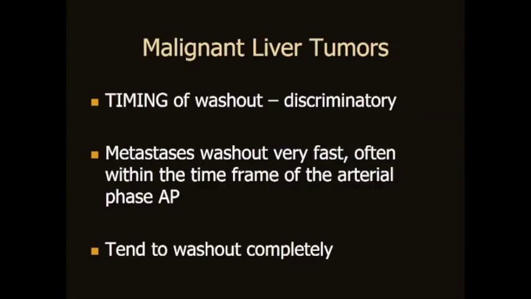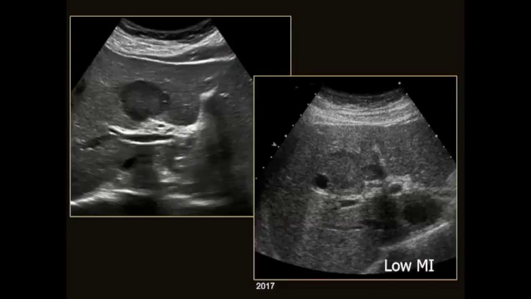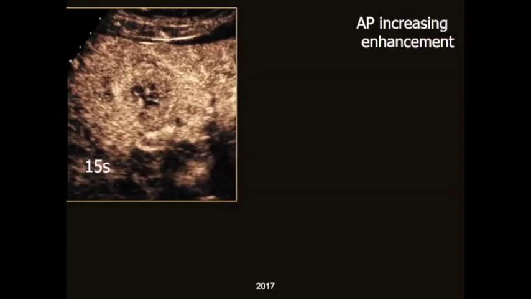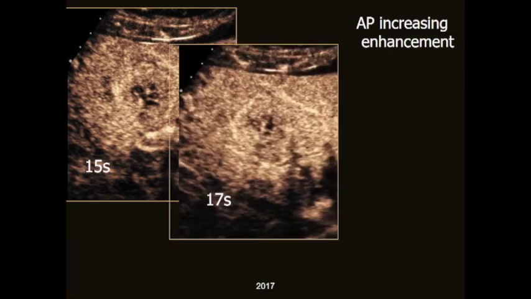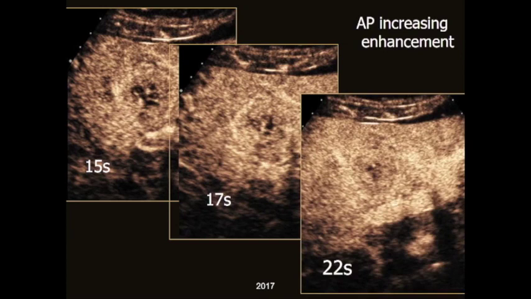So the timing of washout is discriminatory. Metastases, as we've shown, wash out very fast, often within the time frame of the arterial phase, and they tend to wash out completely. So let's look at a patient with breast cancer. We can see on the baseline scan a very hypoechoic mass in the liver. Now the low MI image, interestingly, for those of you doing contrast, oftentimes we show additional lesions as here, where we can see different lesions just with pulse inversion imaging. But the first images that I will show you here show that dominant mass with increasing enhancement.